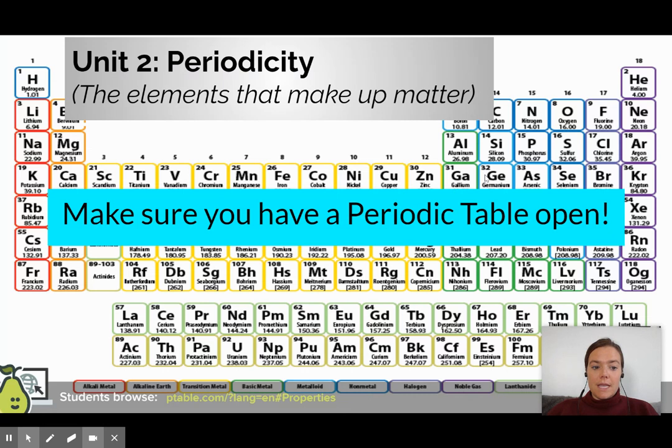So first, an important piece is to have a periodic table open. I say that every single week in every single lesson, but it's especially important for your warm-up and the assignment or activity that we're doing during class. So have the periodic table open in another tab.